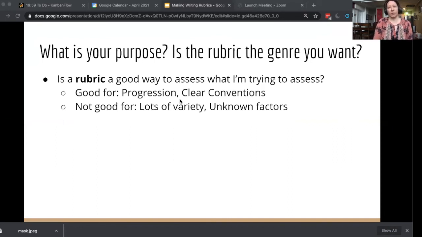It's a grading tool that's particularly good if you want to show some kind of progression through an assignment or some kind of clear conventions. So I'll often use a rubric with an assignment like a proposal where I want a really specific format for my students to follow. A rubric, however, is not good if you have an assignment where you want a lot of variety, like a creative writing assignment or a personal narrative, or there's unknown factors like is there a community partner the students are working with, or some component of the project that would be beyond their control. In that case, maybe a rubric isn't the best way to grade and grade fairly.